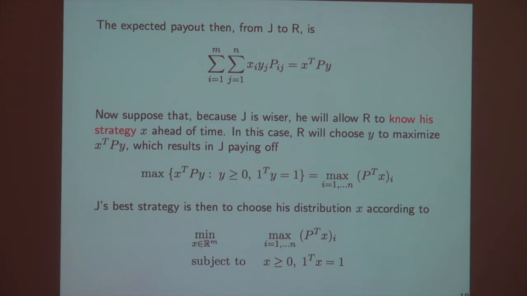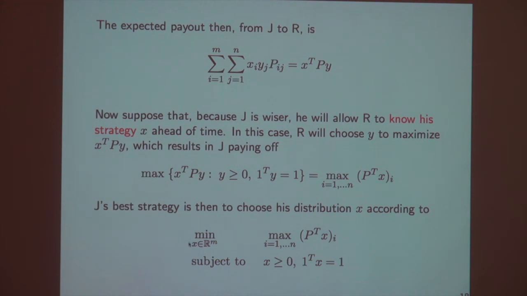So what's J's best strategy then? Since he's wise, he knows that if he gives R his strategy, then R is going to try to maximize his expected payout. So J is going to choose his strategy to minimize whatever he ends up paying out, according to what R would do. R would choose what he thinks is the most favorable strategy, and J would suffer the least harsh loss under that scenario. All right, so he's going to choose his strategy x to minimize whatever the payout is going to be if you were to tell that strategy to R.